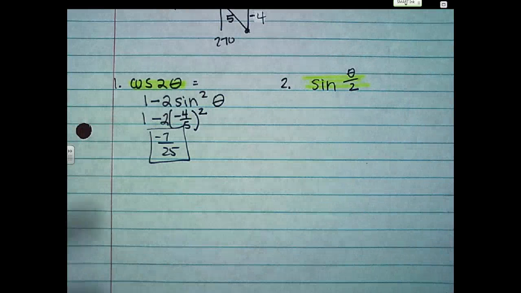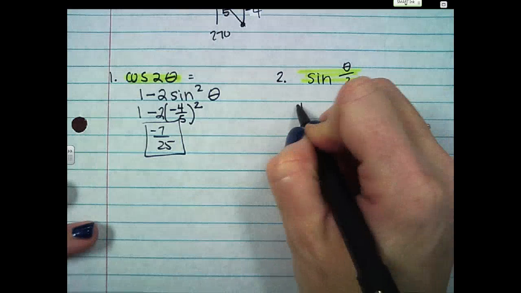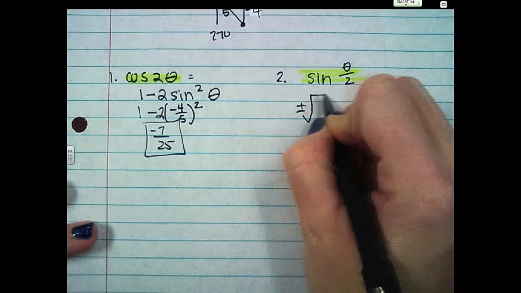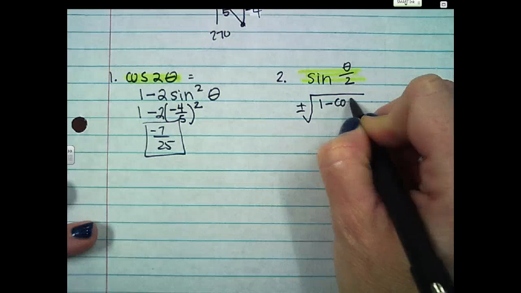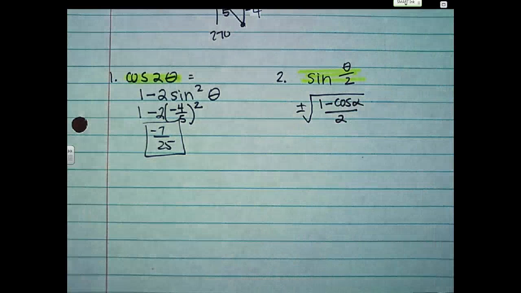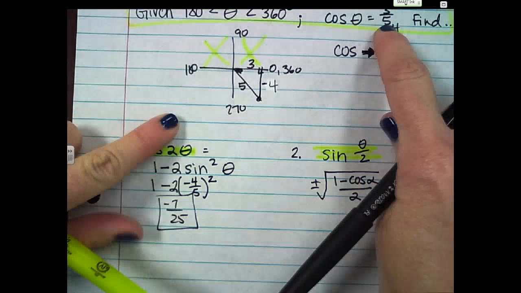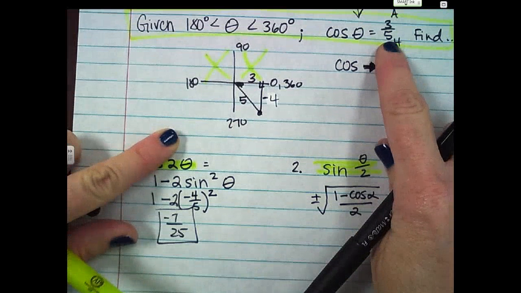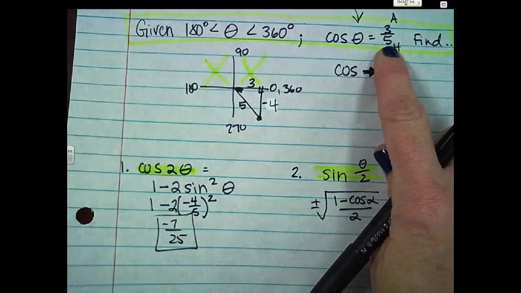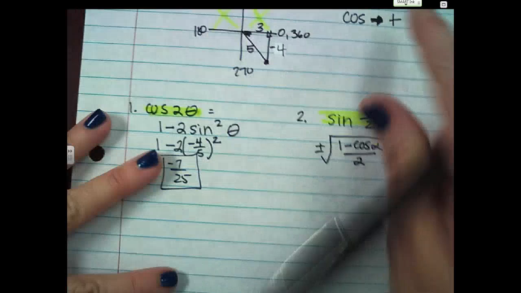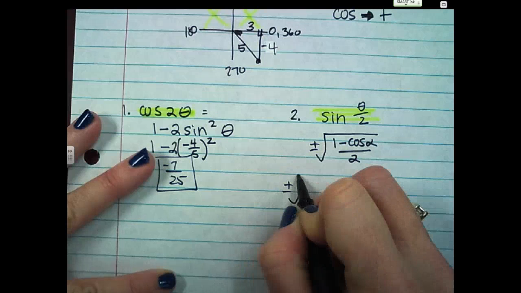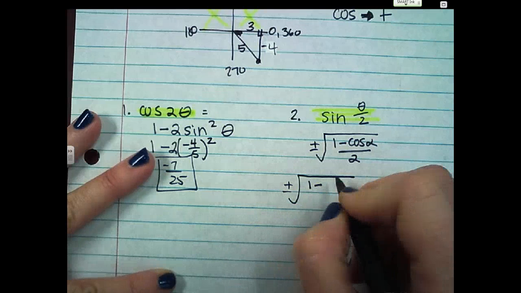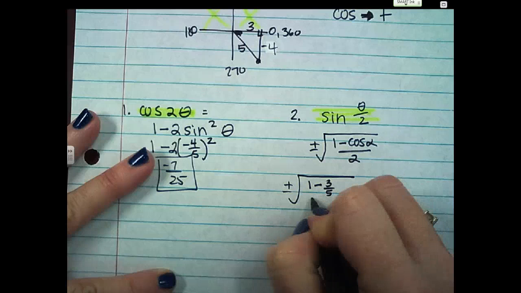Sine of alpha, so we're going to say it's plus or minus the square root of 1 minus cosine alpha all over 2. Right? Okay, what is cosine of alpha? Let's go back up here and look. It gave us cosine. We don't even have to do any work. It tells us it's 3/5, right? So just plug that in. So we're gonna take plus or minus square root of 1 minus 3/5 all over 2.